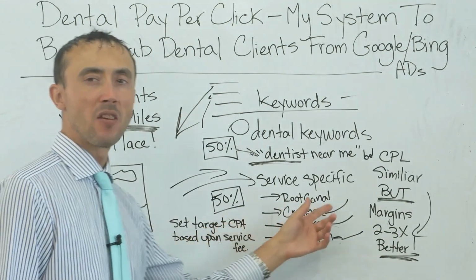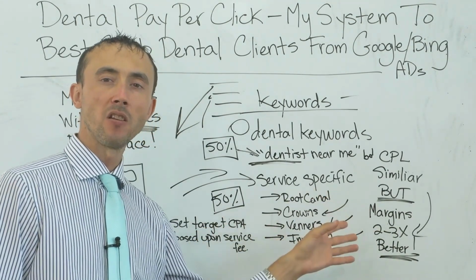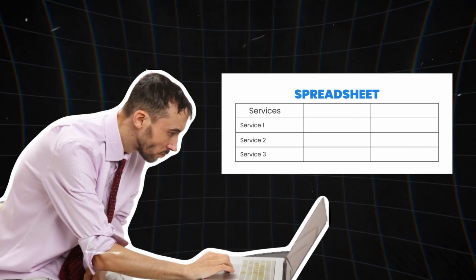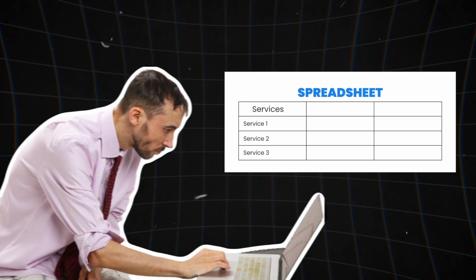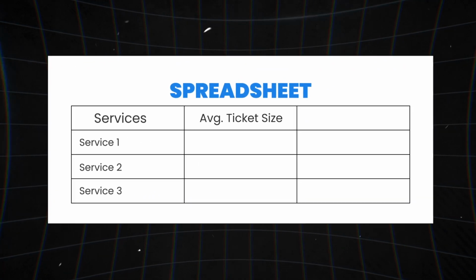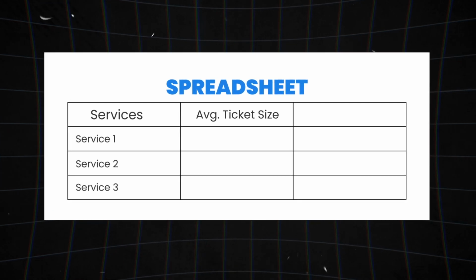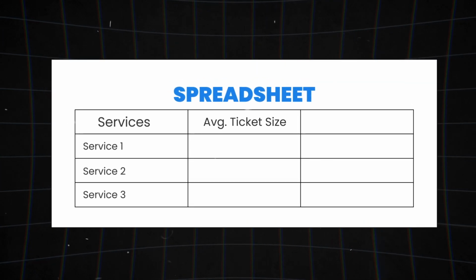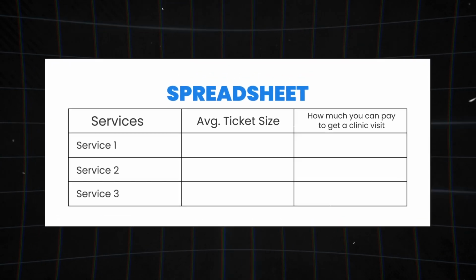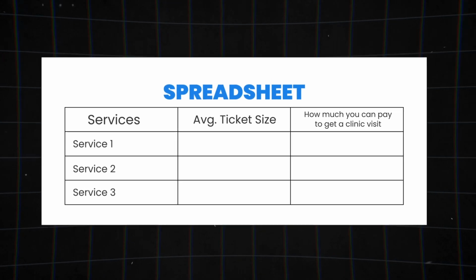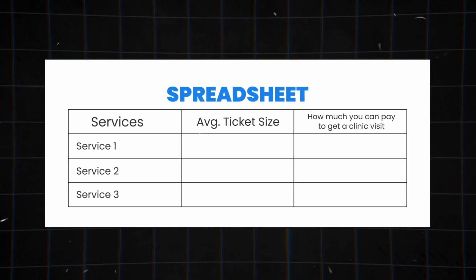But to get the most out of each one of these service campaigns, what you're going to want to do is write down every single service you provide on a spreadsheet. Then you're going to write down what the average ticket size of each service is in the second column. Then in the third column, write down how much you can pay to get a clinic visit as a result of that, based upon the average revenue per service that you're getting.